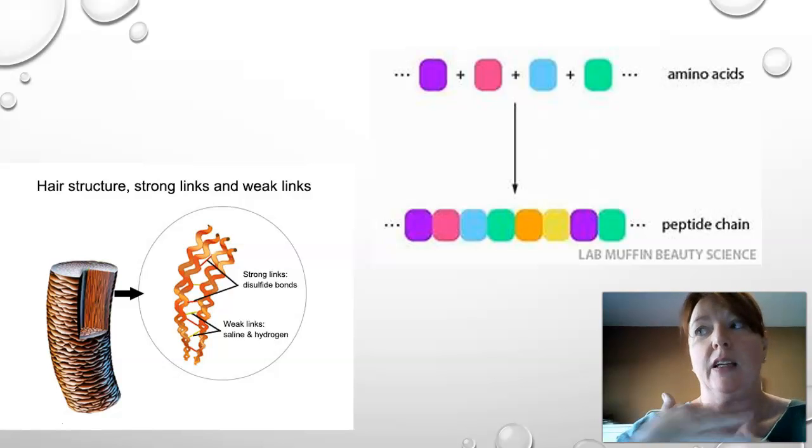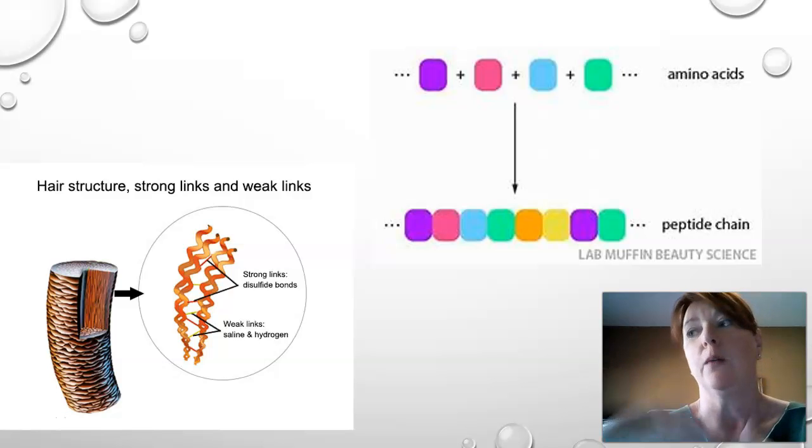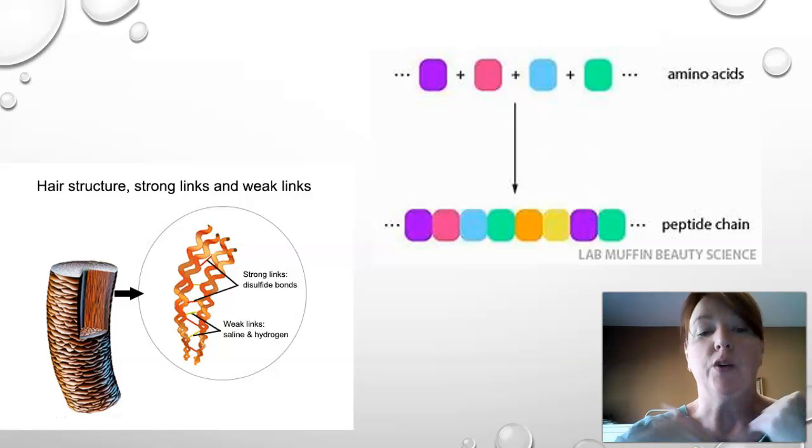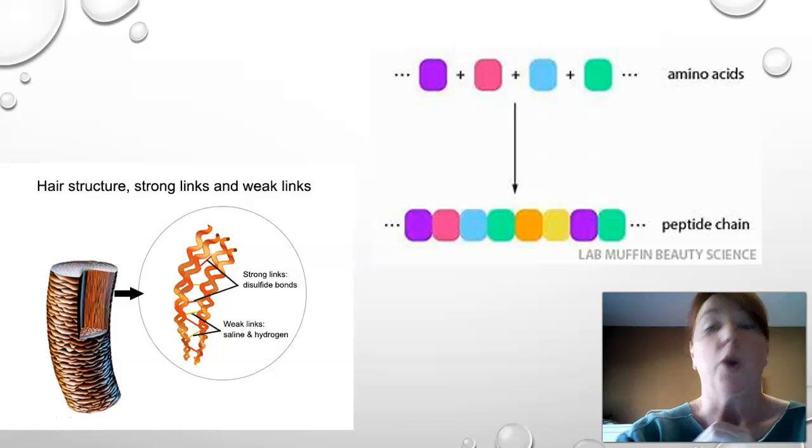Basically you can change the structure of the hair, but as soon as you wet it, you can change it again. Whereas when you work with disulfide bonds, you break those bonds. That's what you would do with, say, chemical straightening or perming.